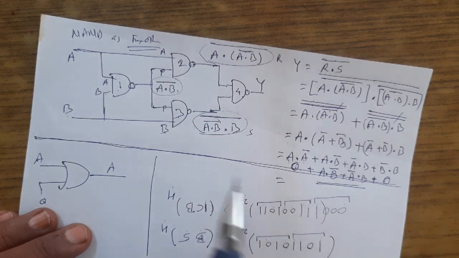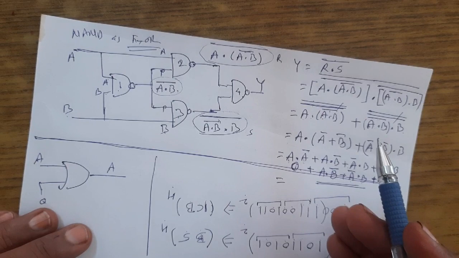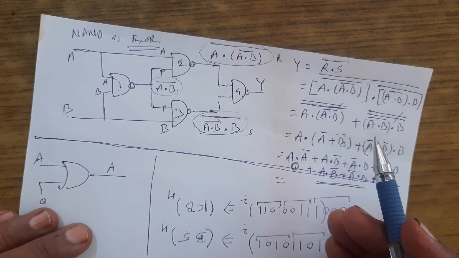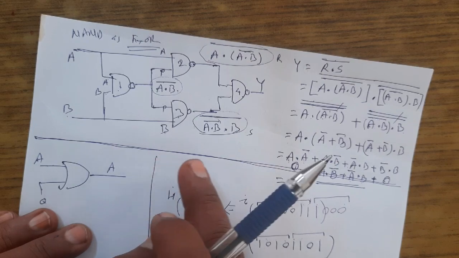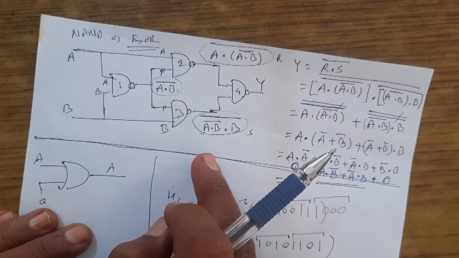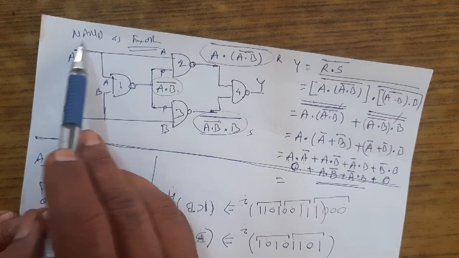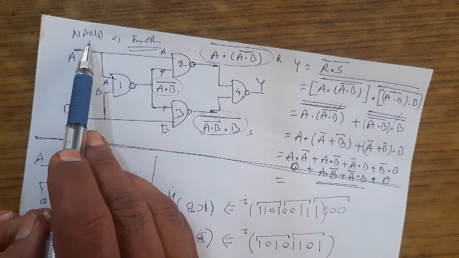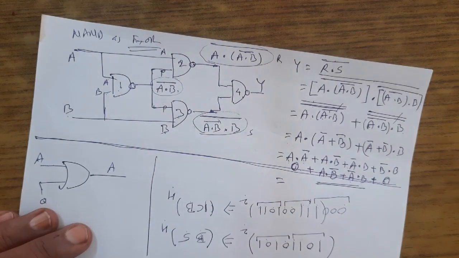I will not let you know what is the name of that gate. You may think about that, or if you contact me, then I will let you know. Thank you. This is about the XOR gate and how the XOR gate can be implemented with help of the universal gate, that is NAND gate. How to implement the XOR gate with universal NOR gate, that is the homework for you.